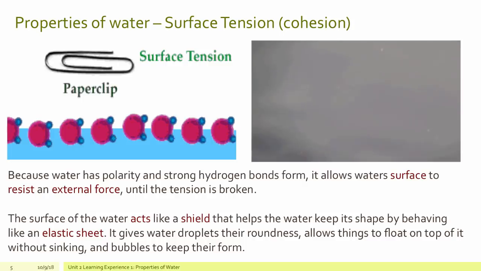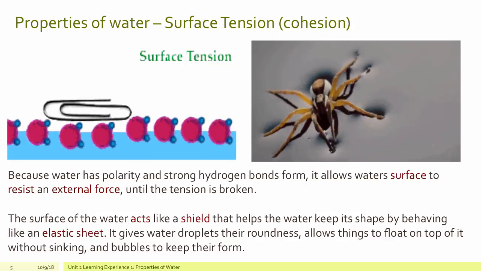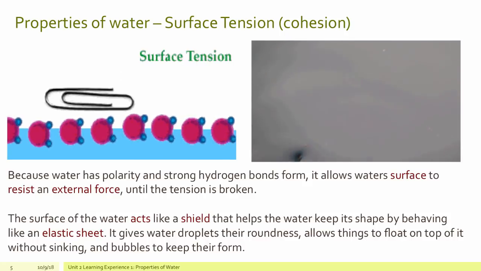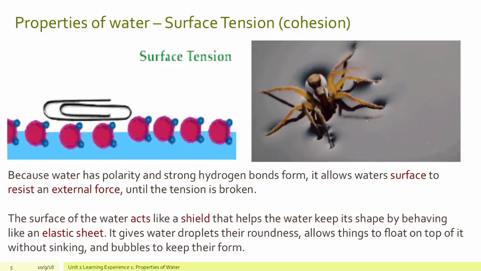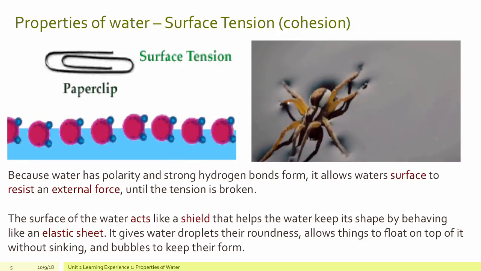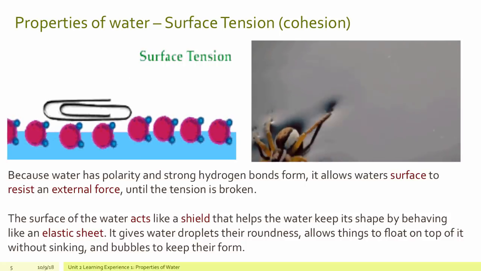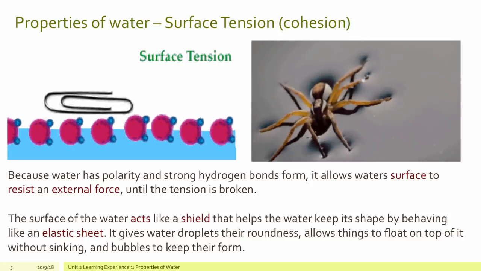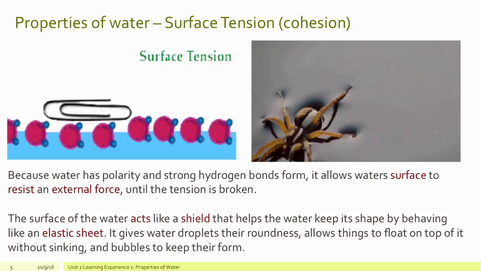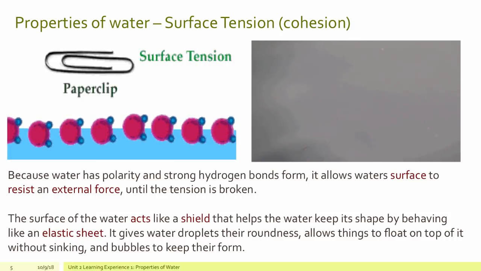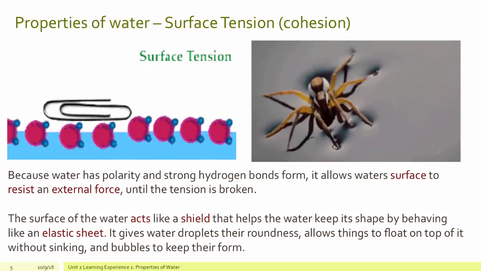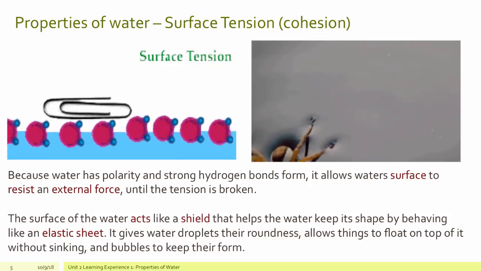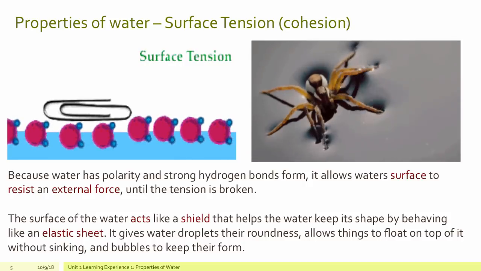An example of a type of property for cohesion is surface tension. Surface tension is how cohesion makes things float. Because water has polarity and we have strong hydrogen bonds and water is sticking to water, it allows the surface of the water to resist external forces until that tension is broken. We have two examples here. We have one really creepy spider walking on the surface of the water. It's not sinking to the bottom because those polar molecules are making a film or a shield. They're sticking together really tightly, allowing the spider to walk across the top and not sink to the bottom, which I'm sure a lot of you wish it did.